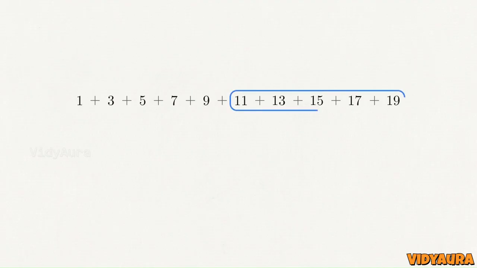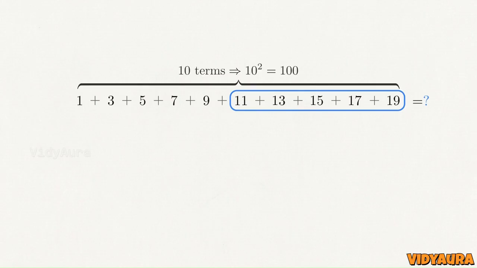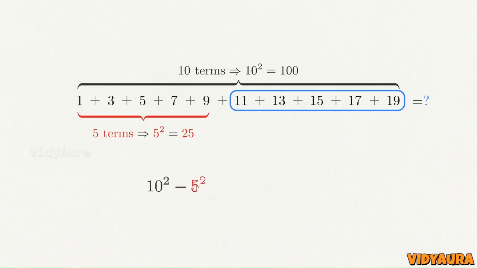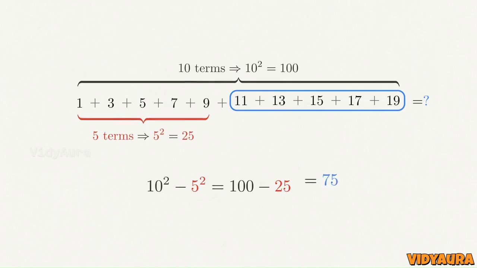But what if you need to find the sum of a sequence that doesn't start at 1? For example, adding up the odd numbers specifically from 11 to 19. Instead of adding manually, you use the subtraction method. Take the square of the entire sequence up to 19, which is 10 terms, and subtract the sum of the unneeded first 5 terms. 10 squared minus 5 squared gives you 100 minus 25, leaving exactly 75.